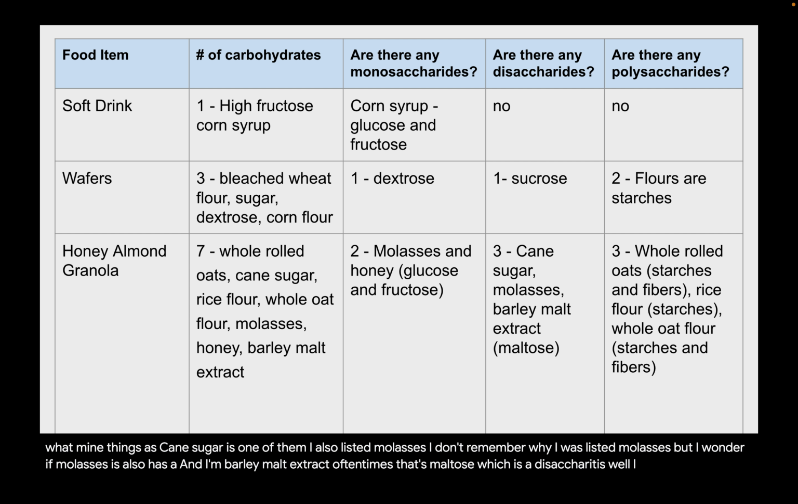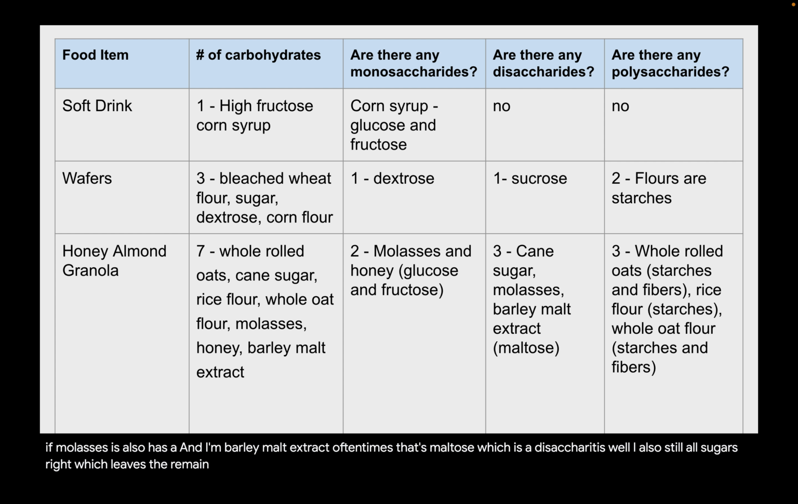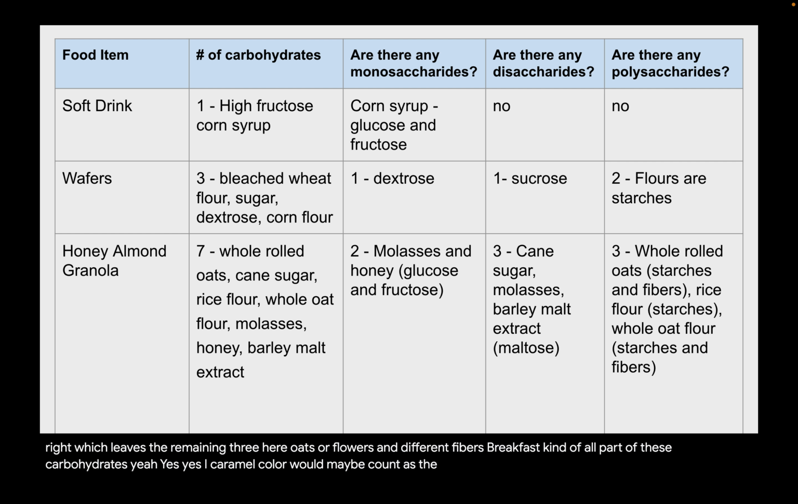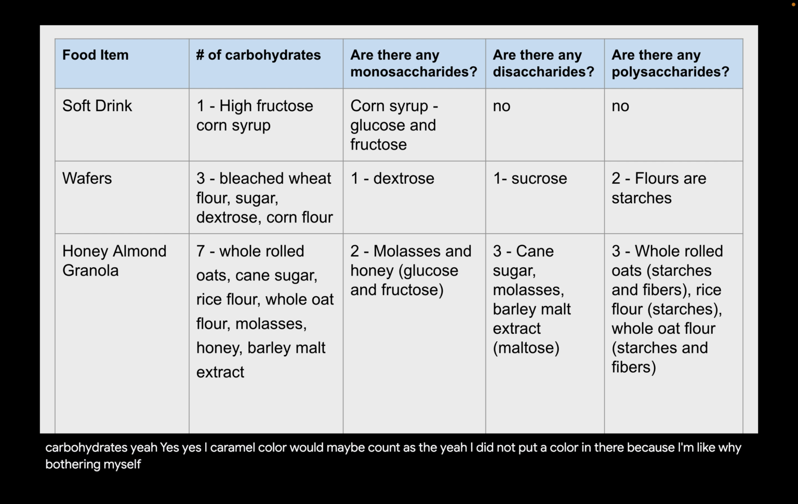So still all sugars, which leaves the remaining 3 here, which would be our oats, our flours, consisting of starches and different fibers. It's kind of that have your daily fiber in your breakfast part of these carbohydrates. Yes, that caramel color would maybe count. I did not put a color in there because I'm like, why bother with color? So that was my oversight.